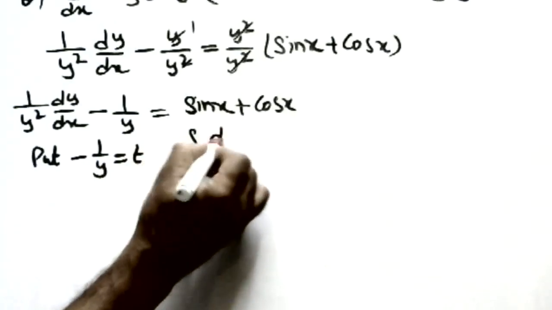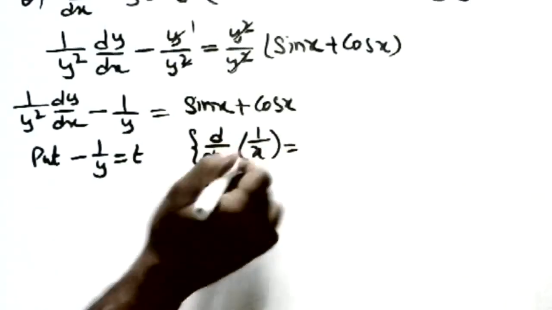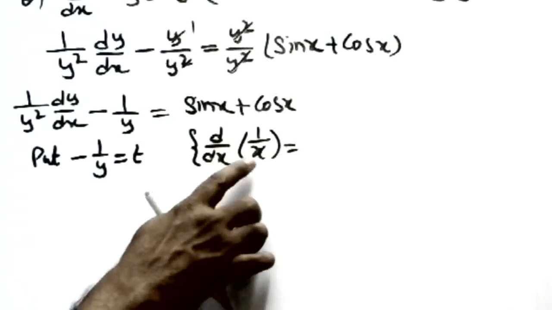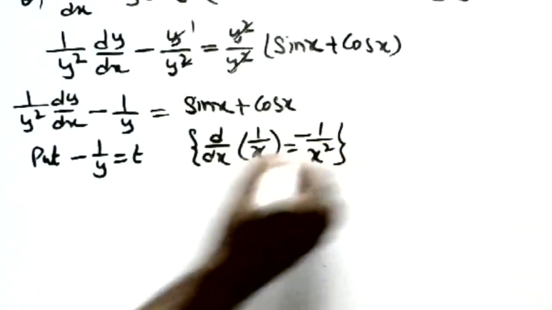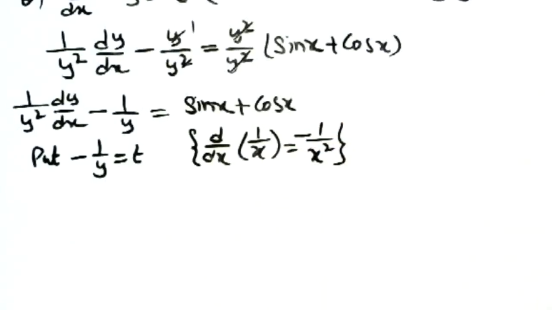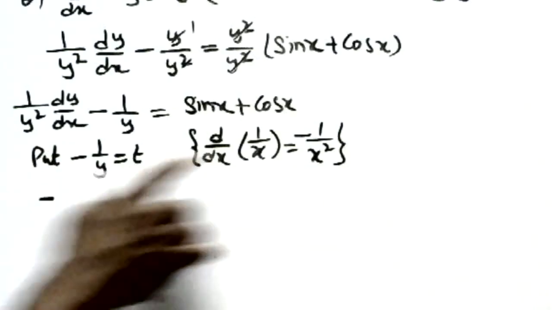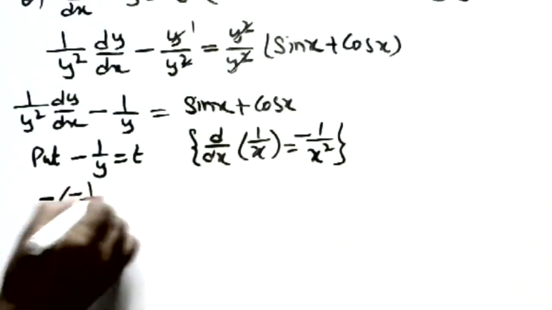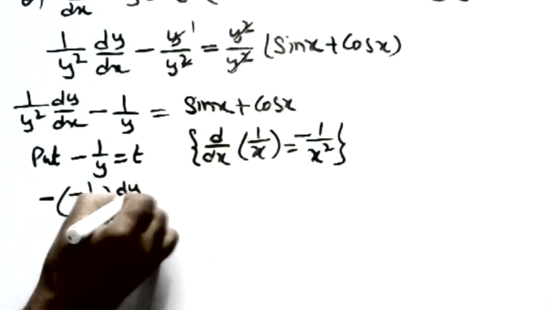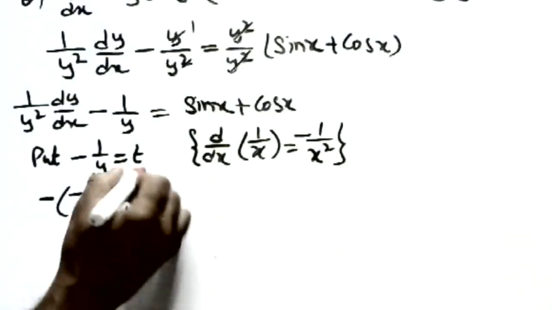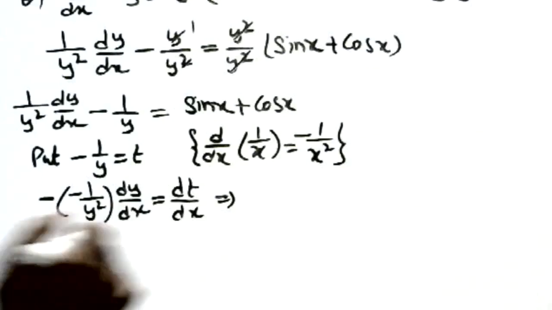Now differentiate both sides with respect to x. Now there is a formula, just remember this formula, d by dx of 1 by x. We get this formula frequently. D by dx of 1 by x will be minus 1 by x square. So minus d by dx of 1 by y like this, minus 1 by y square. We are differentiating with respect to x. Therefore, we write dy by dx. Now for t, we write dt by dx.